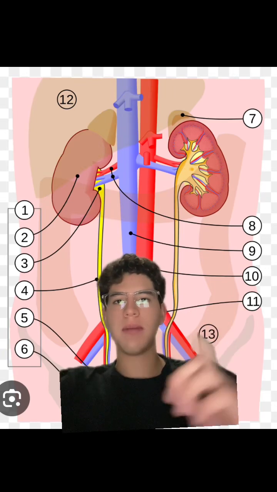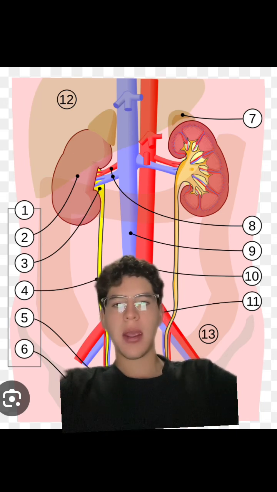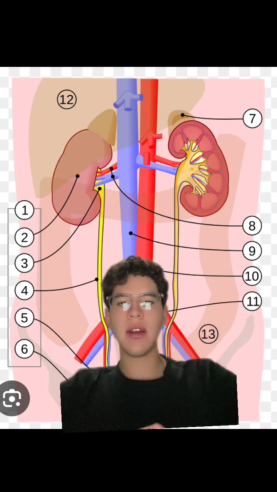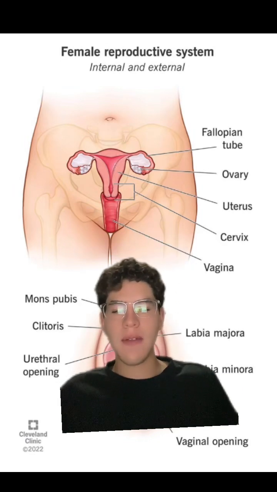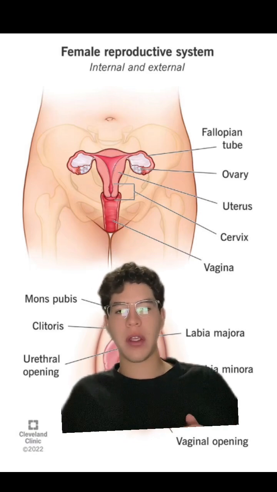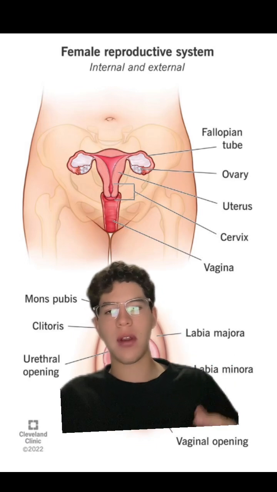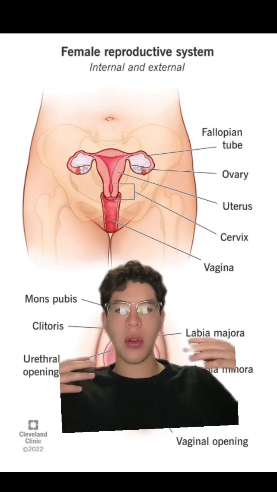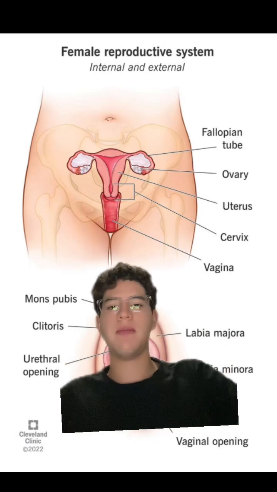The urinary system removes waste from the blood and regulates water balance. It is composed of both kidneys, ureters, bladder, and the urethra. Finally, the reproductive system, as its name says, helps to produce offspring. And in male and female, they are kind of different.